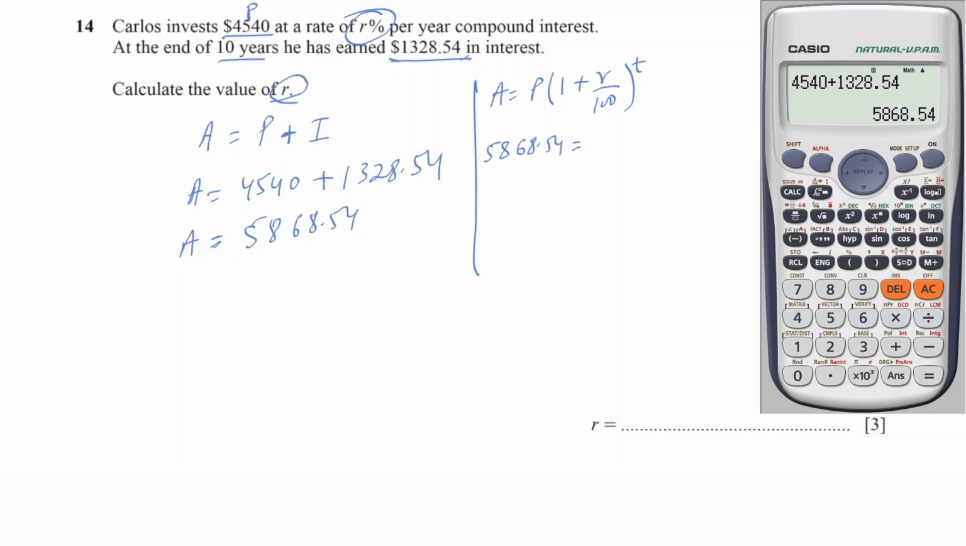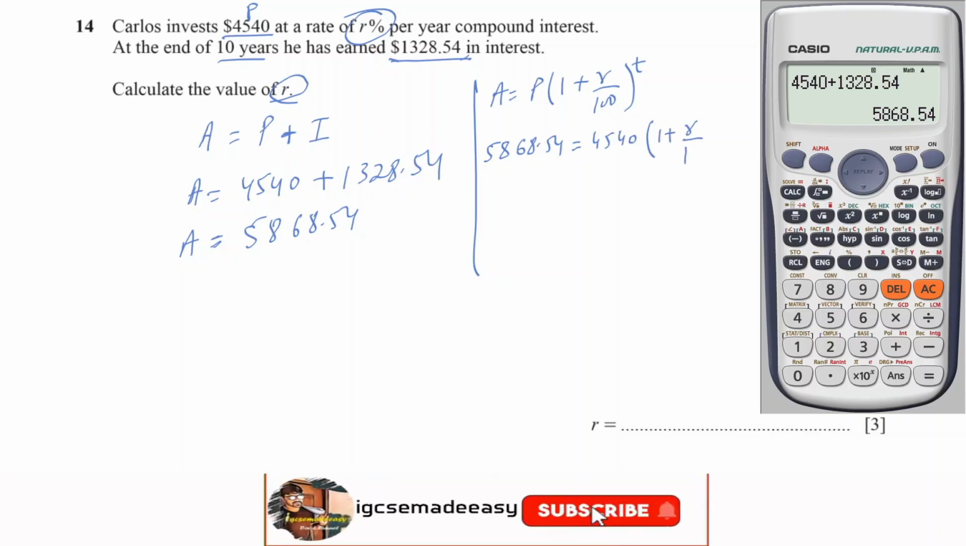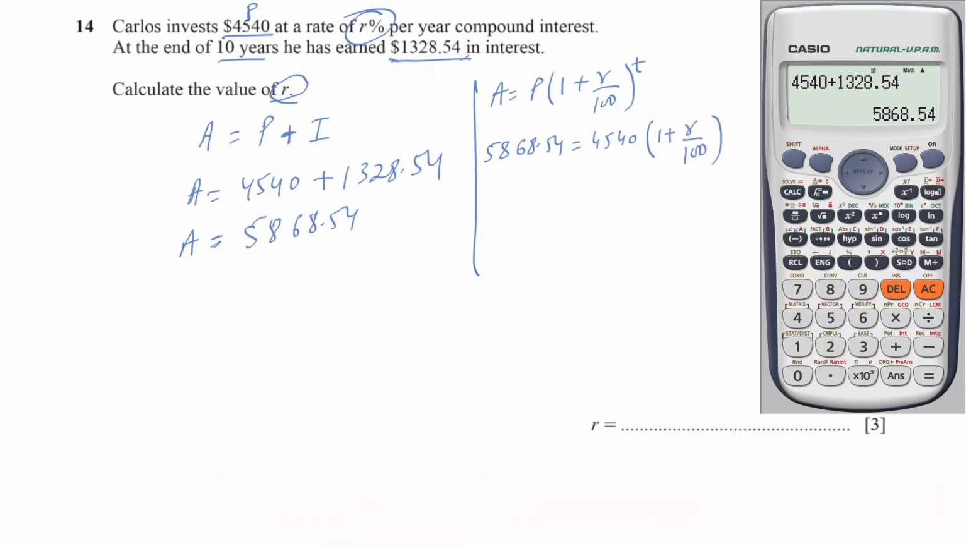The amount is what we just calculated, 5868.54, and the principal is the initial amount, that is 4540, and 1 plus the rate of interest that we have to calculate, r by 100, raised to power the time, and the time period is 10 years, right? This is r, and the time period is 10 years.